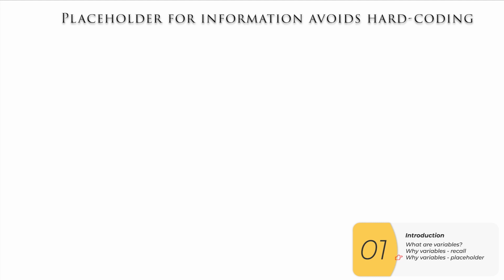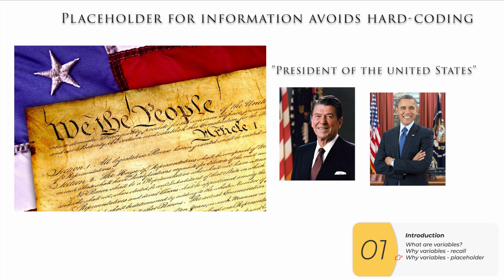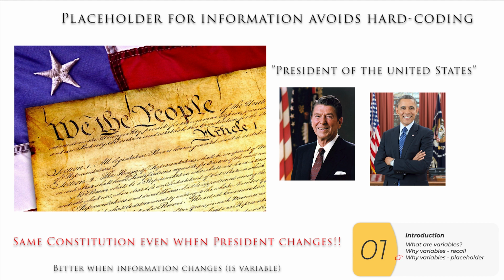Two is that I can use variables as placeholders. And so for a real life example of this, we have the US Constitution. The US Constitution talks about the President of the United States. This is a placeholder for the President of the United States, whoever it happens to be at this particular moment. And why is this good? Well, it allows me to not have to rewrite the Constitution for each president. So I don't need a separate Constitution for Reagan. I don't need a separate Constitution for Obama. Whenever I see President of the United States in the Constitution, I'm gonna substitute in the current President of the United States. So using variables as placeholders can be good when information changes or when it's variable.